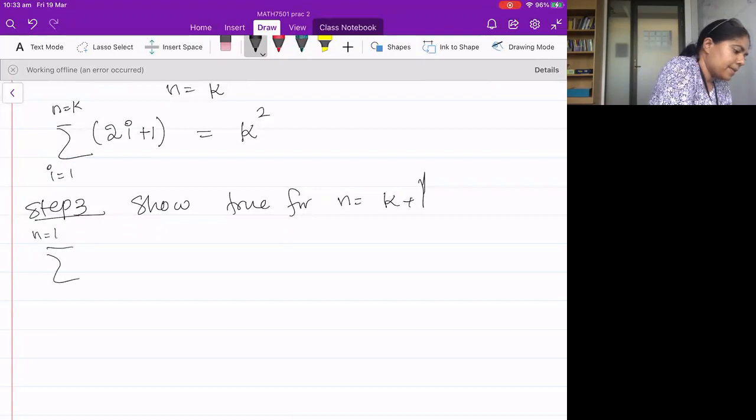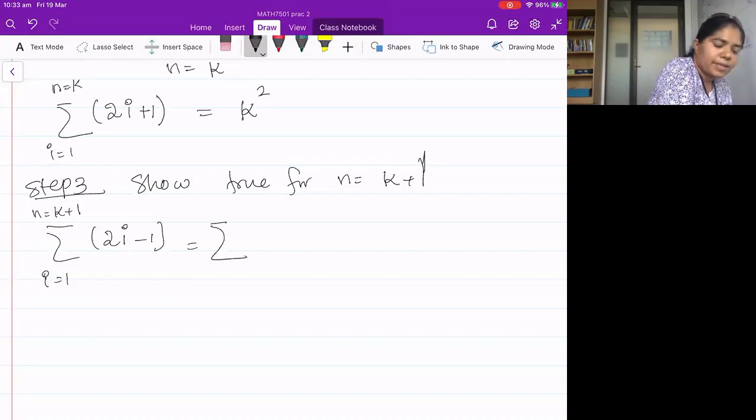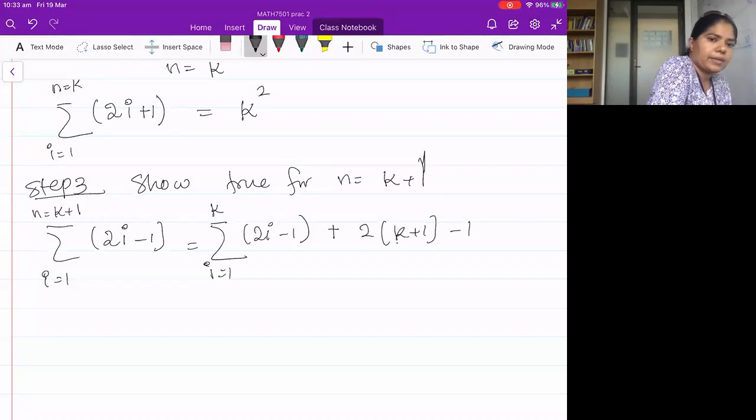This is n equals k plus 1. I goes from 1 to k plus 1 of 2i minus 1. I'll start from the left hand side. This is the sum up to k of 2i minus 1, plus the k plus 1 term, which is 2 times k plus 1 minus 1.